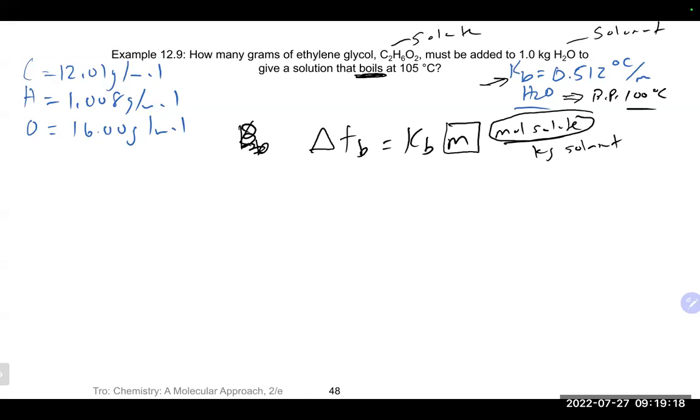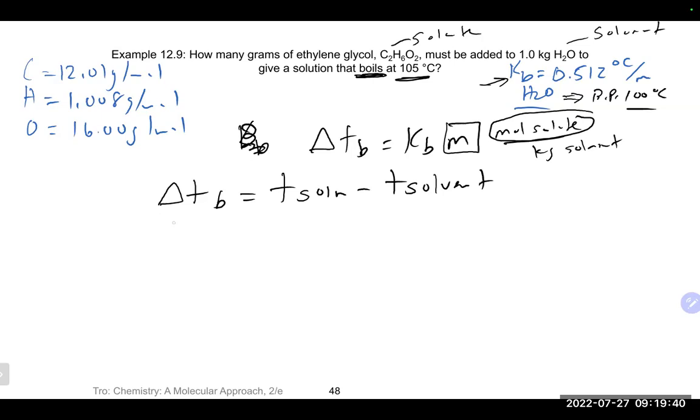Once again, what they gave us is not the change in boiling point, but actually where the solution will boil with the ethylene glycol in it. That means that we need to use that relationship that we saw earlier, that the change in boiling point temperature would be the temperature of the solution minus the temperature of the pure solvent, because it elevates.